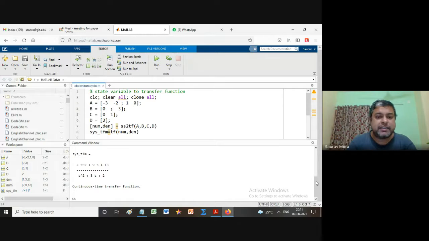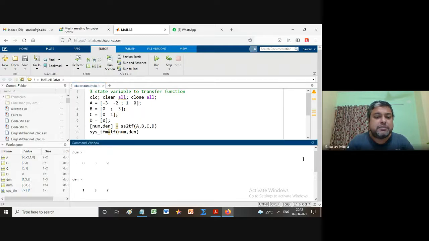So in the initial case we had kept the D matrix as 2. So exactly what part of the matrix changes what in the transfer function? That is the study we want to do. So now I'll make the D matrix 0, and just check what change it brings into the transfer function. Just check here, numerator and denominator, num den. So num is 0 3 9 and den is 1 3 2.